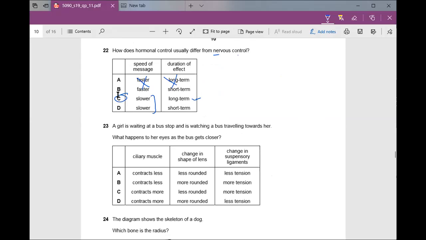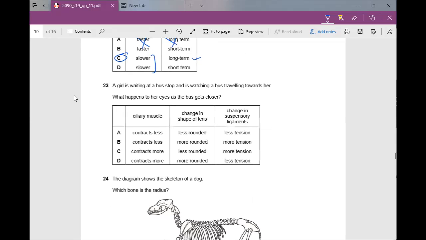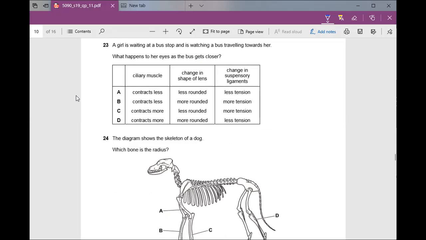Number 23, a girl is waiting at a bus stop and is watching a bus traveling towards her. It means now the object is nearby. Okay, so at that time, what happened to her eyes, as the bus gets closer?